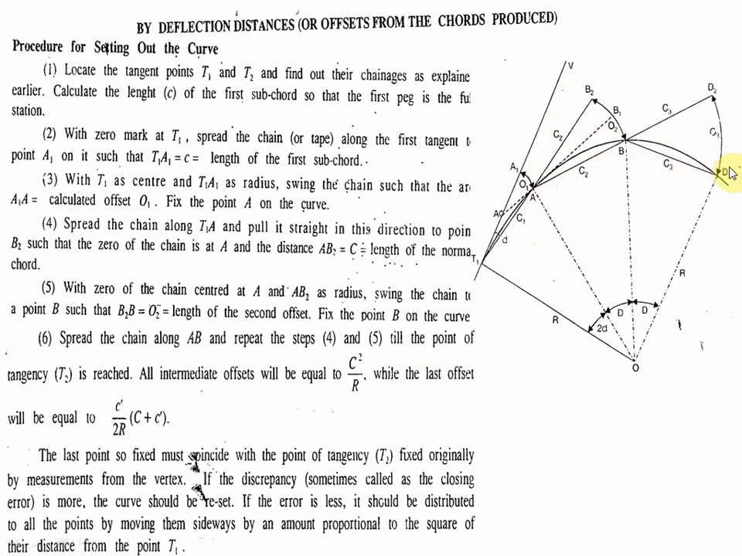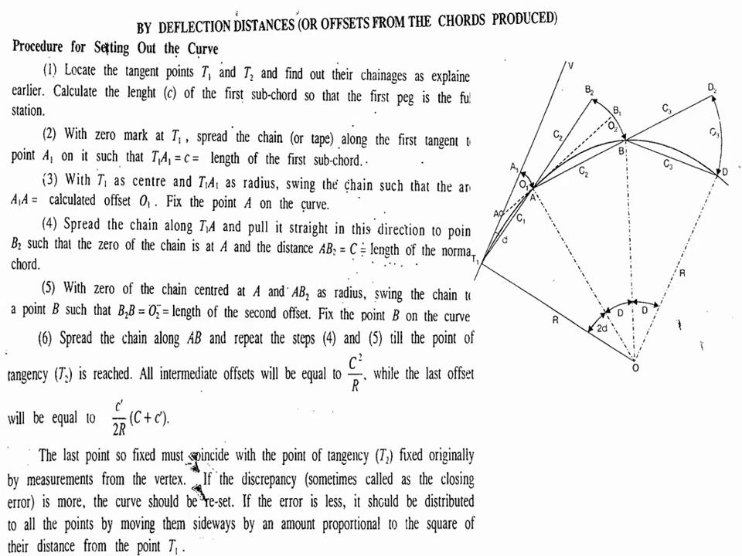So first we have to locate the point T1, and also calculate all the necessary data to set out the curve on the field. Okay, next with the 0 mark at the point T1, spread the chain or tape along the first tangent. Remember, this offset from chord produced method is conducted by using chain or tape only. Here we will not use any instrument, that is, theodolite or any instrument. Here we will use the chain or tape method.